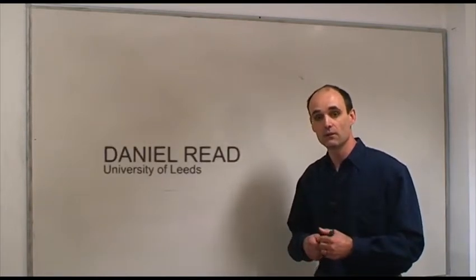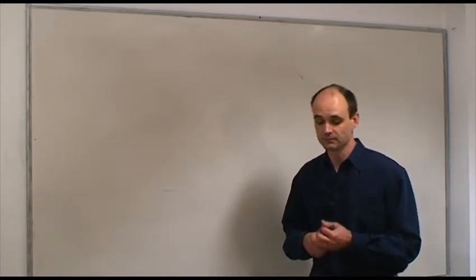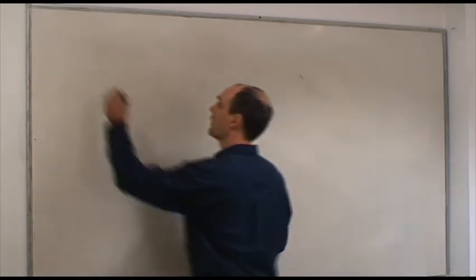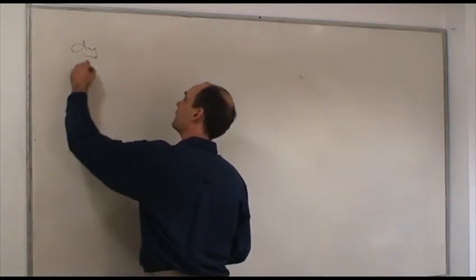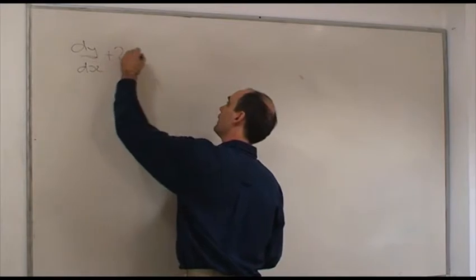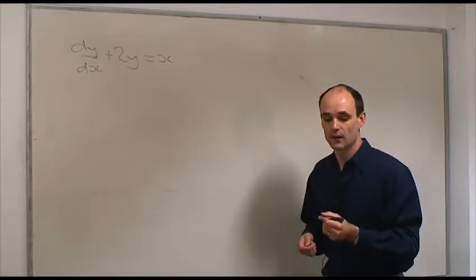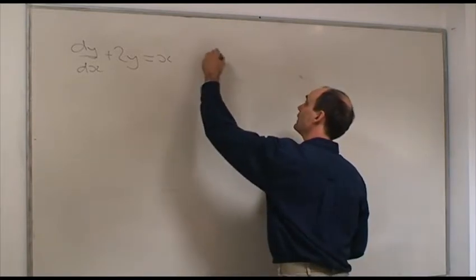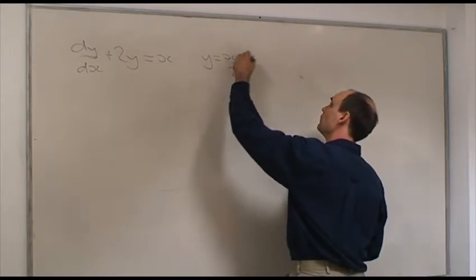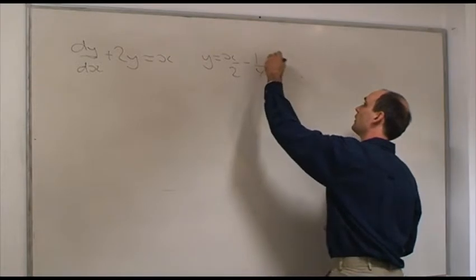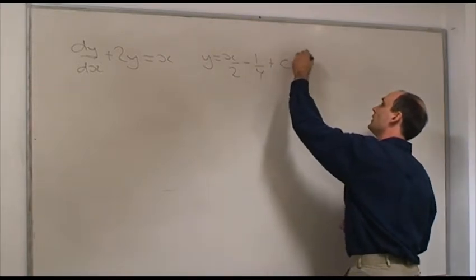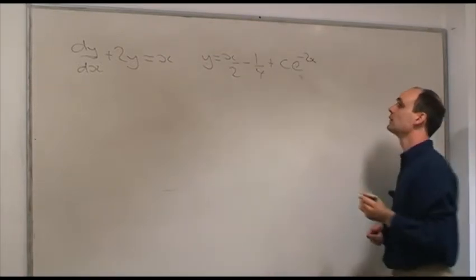Okay, so we've done two examples now of solutions of first-order linear differential equations. The first one we did was dy by dx plus 2y is equal to x. And the solution we found for this was that y was equal to x over 2 minus a quarter plus a constant times e to the power of minus 2x.